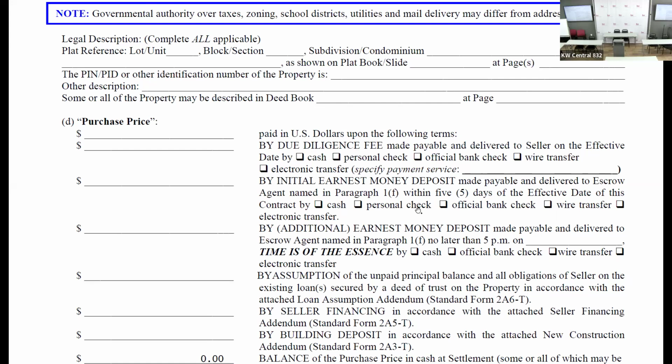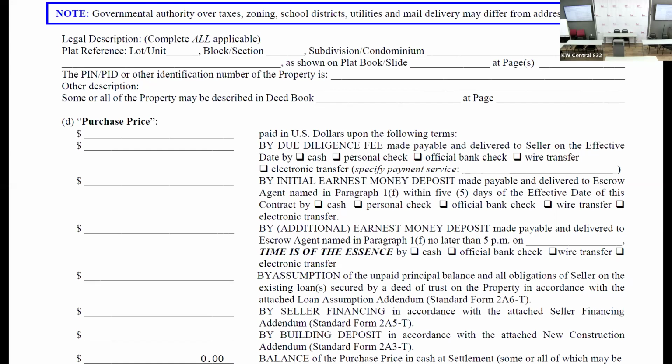If it is an electronic transfer, make sure that you specify the payment service. Is it PayPal? Is it Cash App? Is it Venmo? Is it Zelle? What format are they using in order to do that electronic transfer for due diligence?